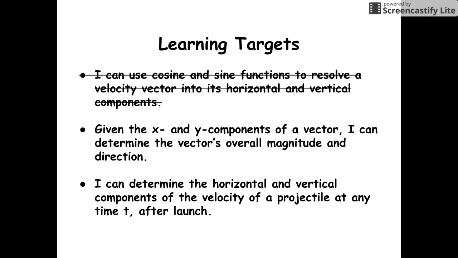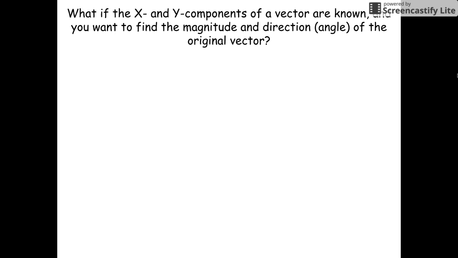So that would be like taking the sides of a triangle and working backwards to find the length of the hypotenuse and the angle that the hypotenuse makes. So let me show you how to do that. The question is, what if the x and y components of a vector are known and you want to find the magnitude and the direction, meaning the angle, of the original vector?